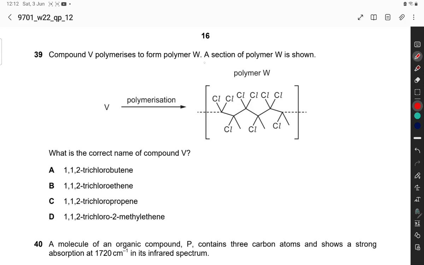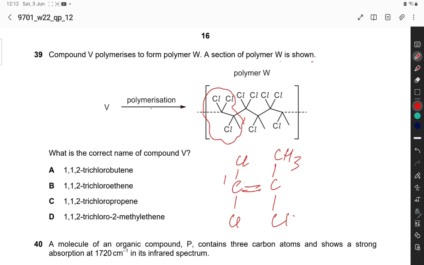Compound V polymerizes to form polymer W. A section of polymer W is shown. V polymerizes to form this, so we can see this one unit: Cl, double bond, CH3 and Cl, with carbons 1, 2 and 3. This is 1,1,2-trichloropropene.